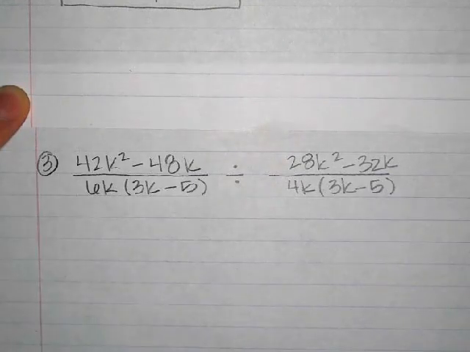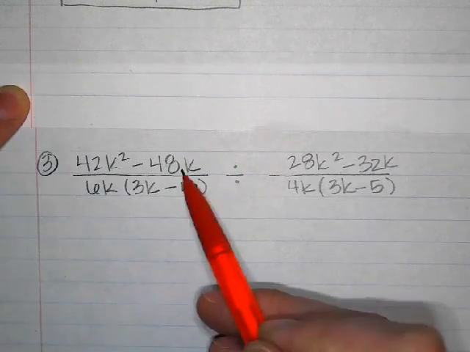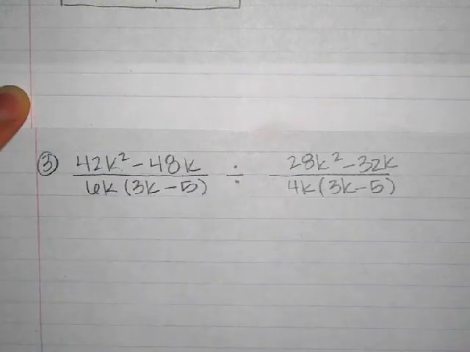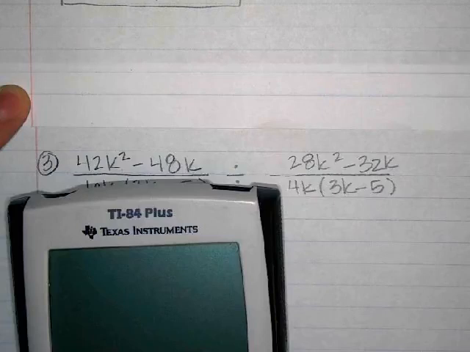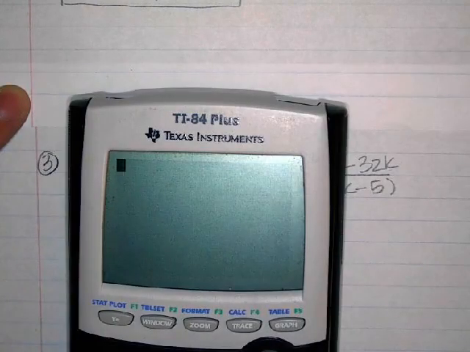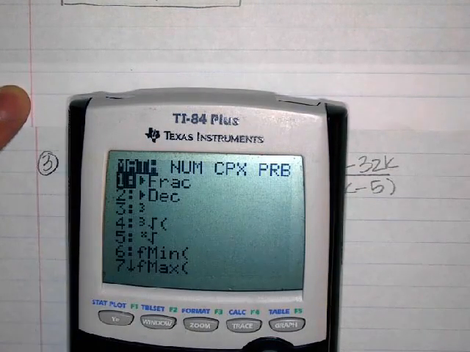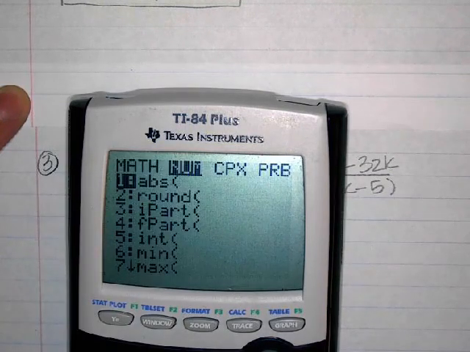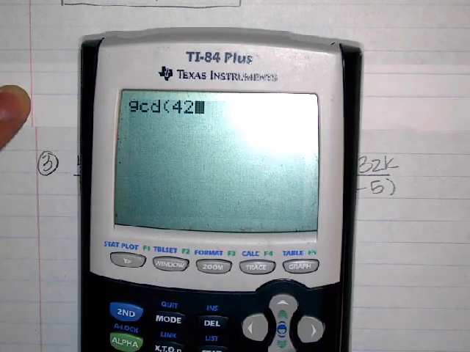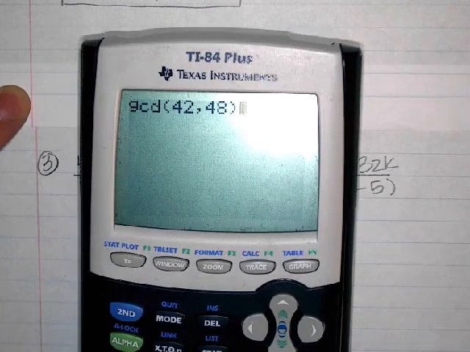So we're not doing the x because it's only 2 terms. 42 and 48 don't look like perfect squares. They're GCF. So I'm going to make my calculator help me. I'm going to hit the math button. Before I hit 9, I'm going to go over to number, then I'm going to hit 9. I'm going to have my calculator help me find the GCF between 42 and 48. And what is it? 6? It's 6, okay.